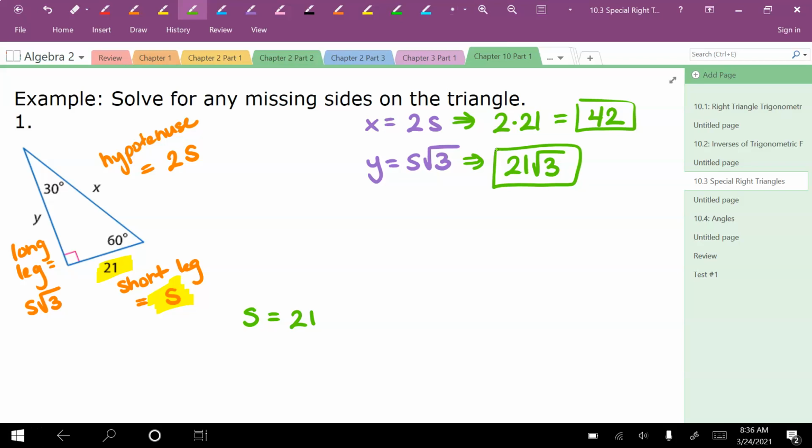Depending on what side they give you, because they might give you the measurement for the side across from the right angle, or they might give it to you across from the 60-degree angle, it might change how you solve the problem. So let's take a look at another one.